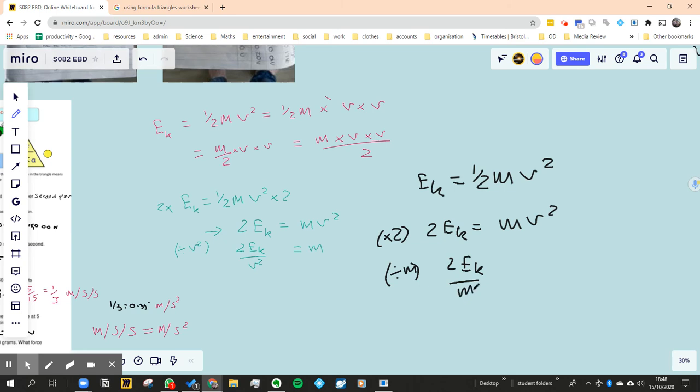2E_K divided by m is equal to, m divided by m is cancelled out, so v squared. And now we're going to square root both sides. So the square root of 2 times the kinetic energy divided by m is equal to the velocity. So that would be how you'd rearrange it for that. Okay.